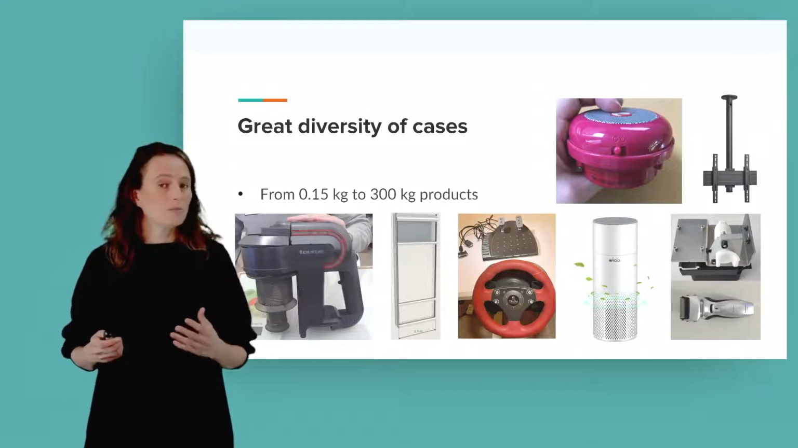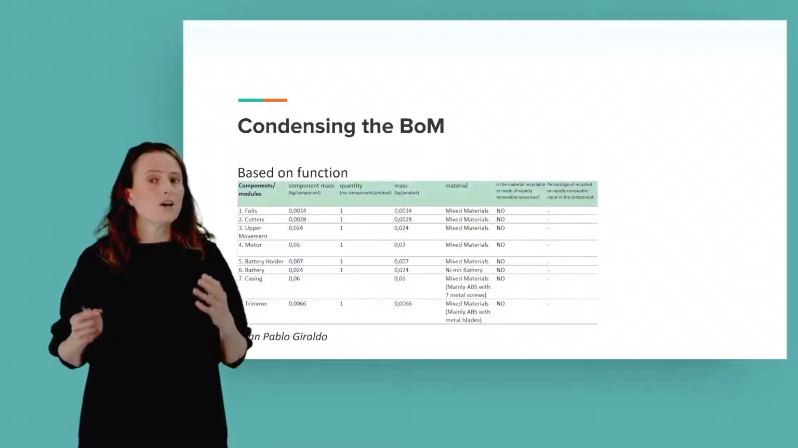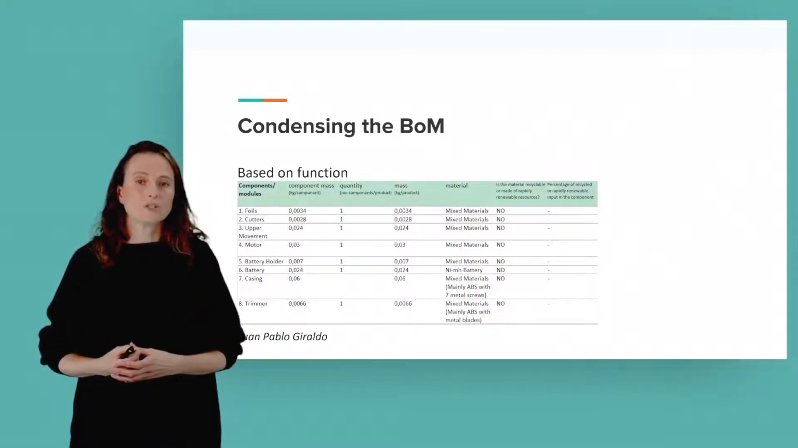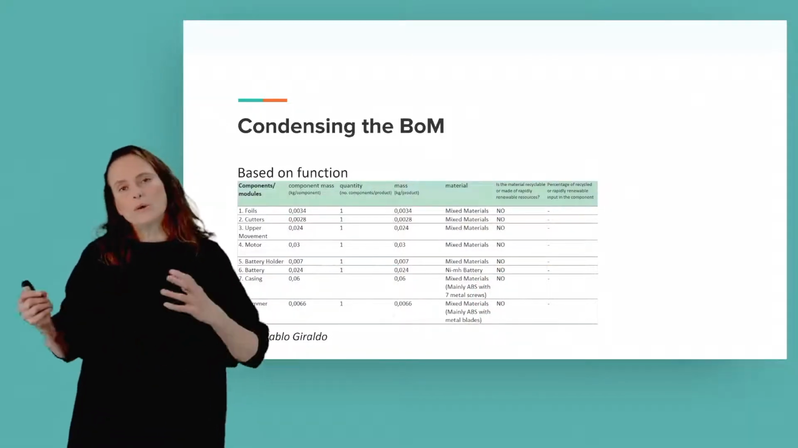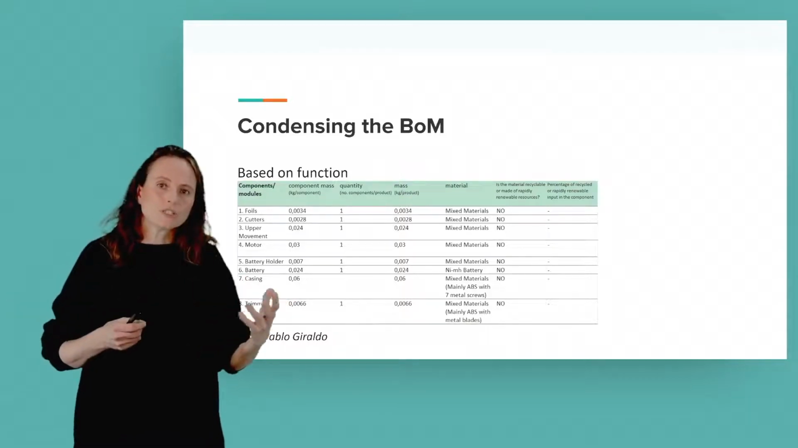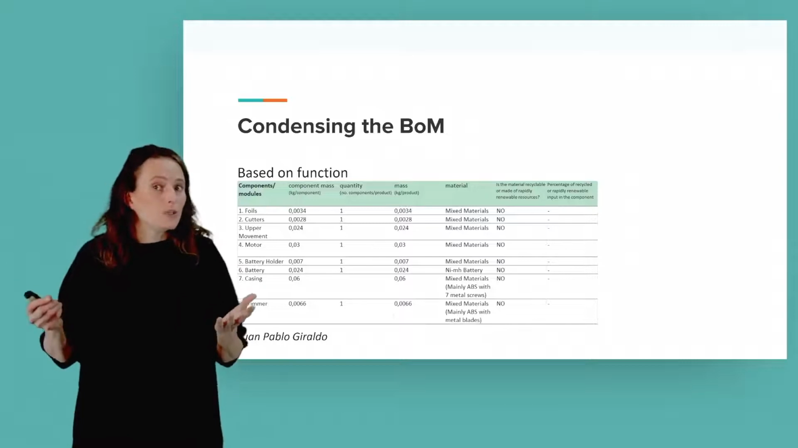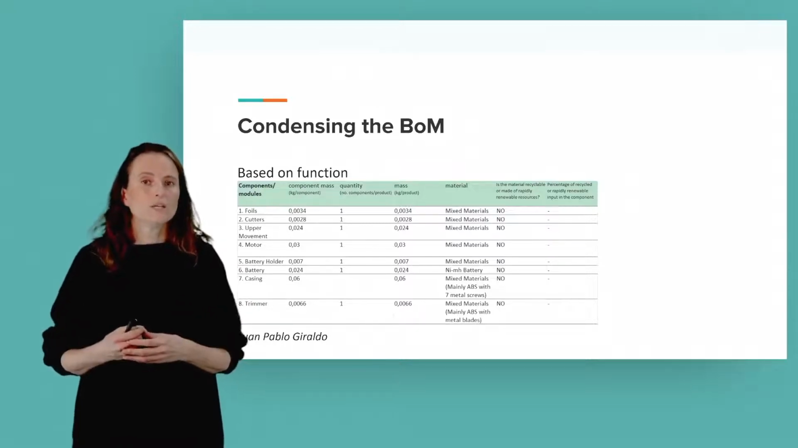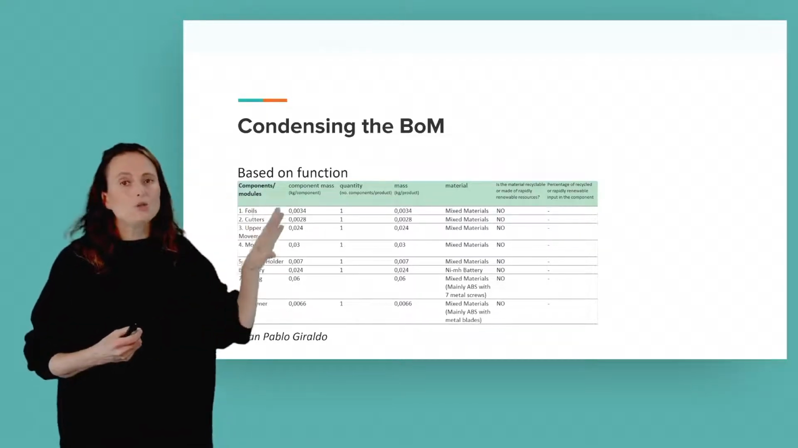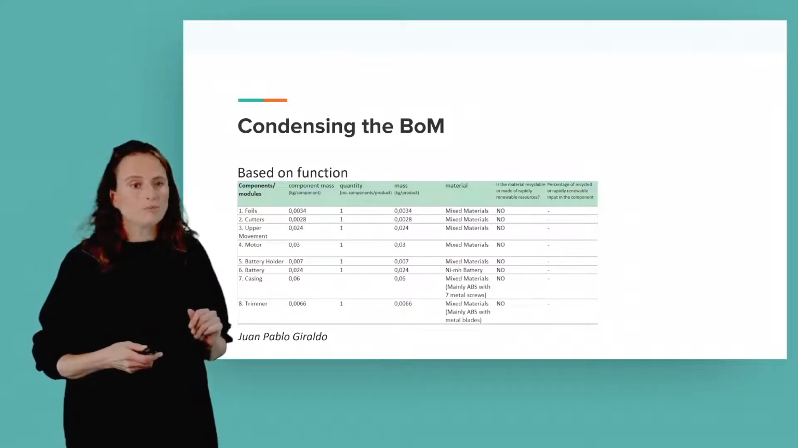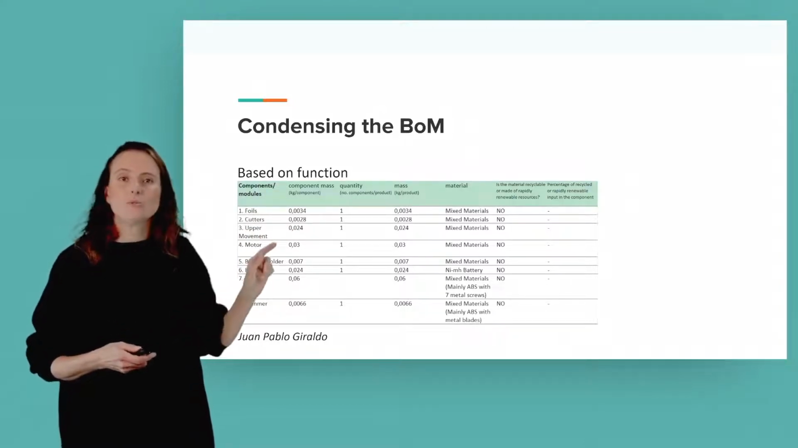So looking at the bill of materials, we've seen a variety. Overall, very nice results. Some questions about whether to best group per function, per functional module, or per material. Well, you can decide what works best for you. We mainly advise to group per function, like Juan Pablo did in this example.